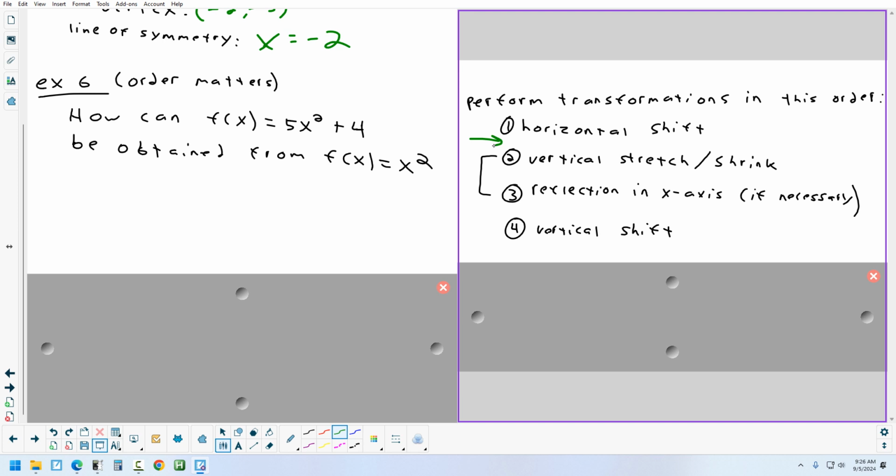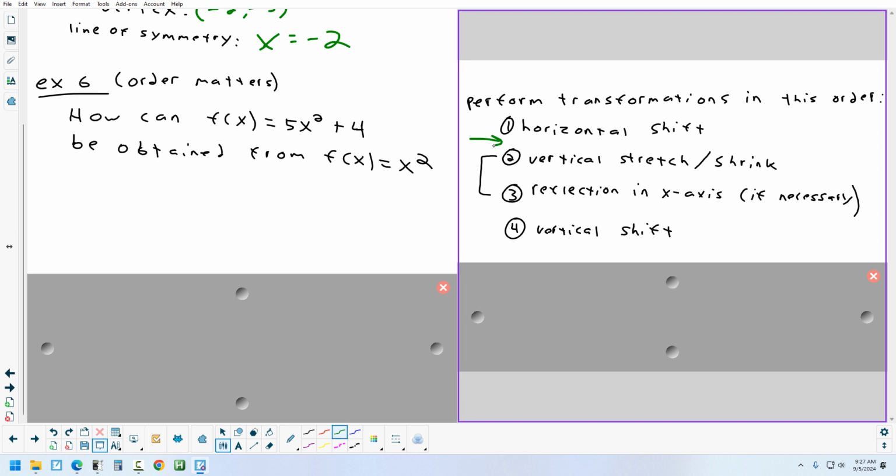Vertical stretch or shrink. Then any reflections in the x-axis. And then the very last thing is always a vertical shift. Okay. If you don't have a specific transformation, skip it. If you have it in the problem, write it down.